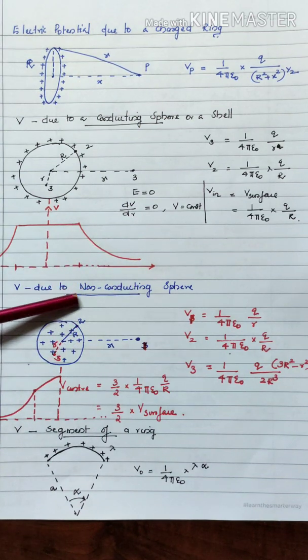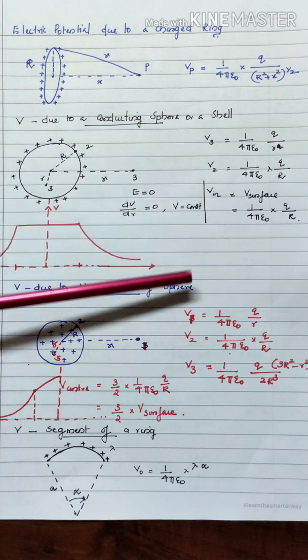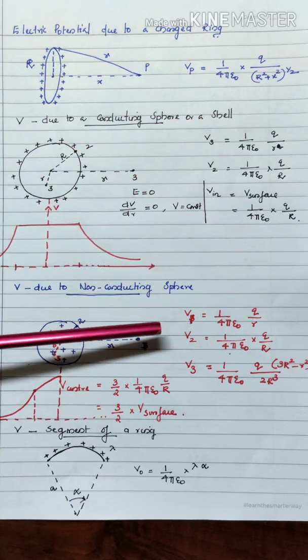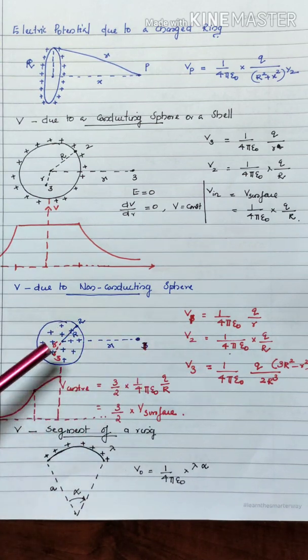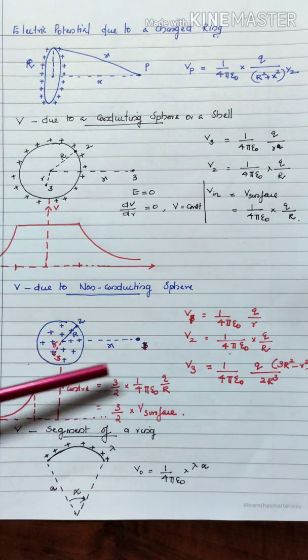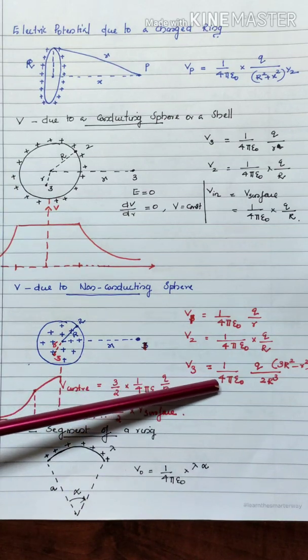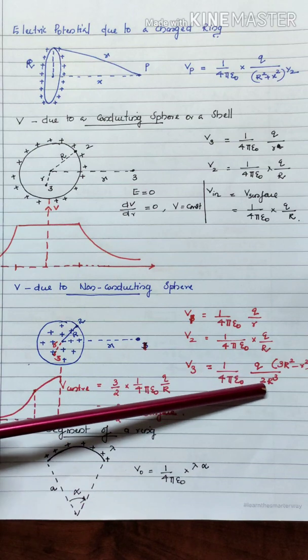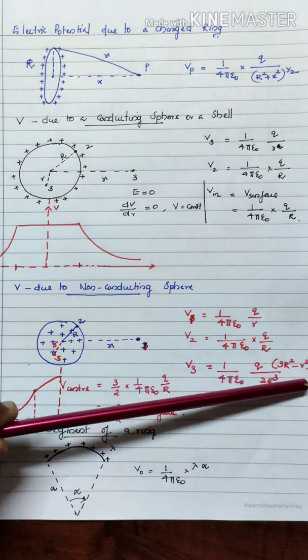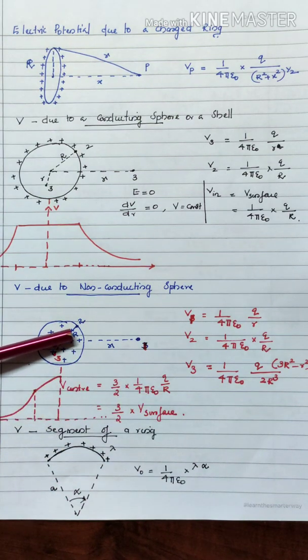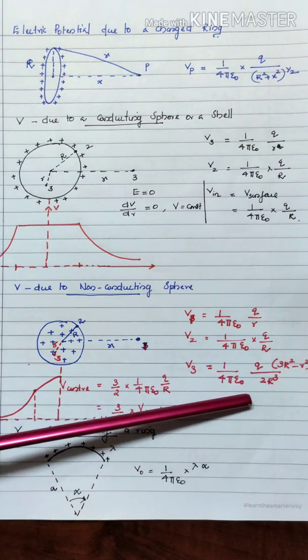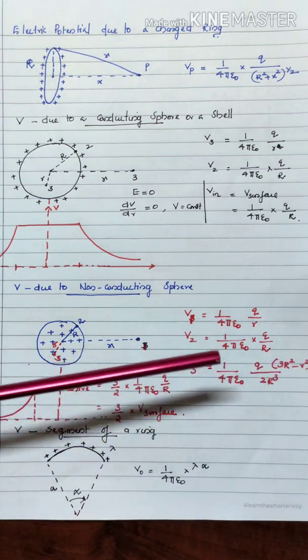But the case is entirely different for a non-conducting sphere. The concept is similar to that of the conducting sphere or shell for points well outside and on its surface. But at a point inside, it is totally different. Keep in mind that at any point inside, V3 takes the value equal to 1 by 4 pi epsilon 0 Q by 2R cube into 3R square minus r square. But if you put small r equal to capital R, you get the same value as that of V2.